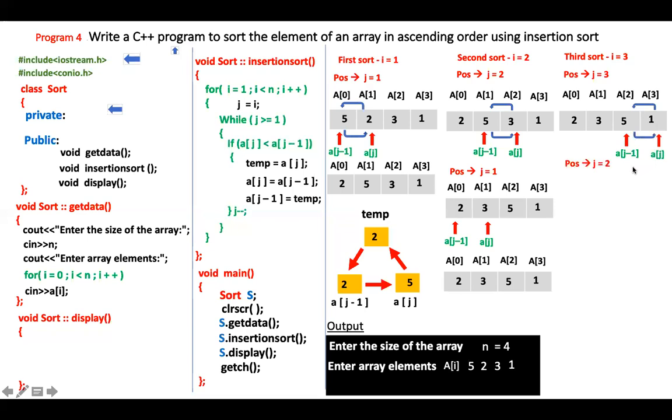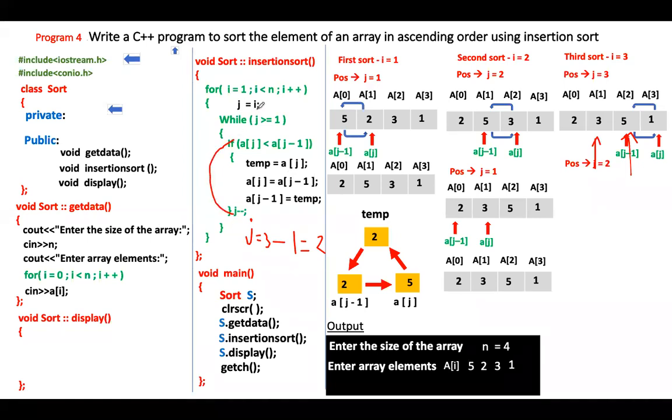Then next, the j value gets decreased. As I told you, the j value was 3. After exchanging, it will come over here. So j is equal to 3 minus 1, which gets you 2. Now it has to go to the next position. A of j should come over here and a of j minus 1 should come over here. Then it will start again from here.